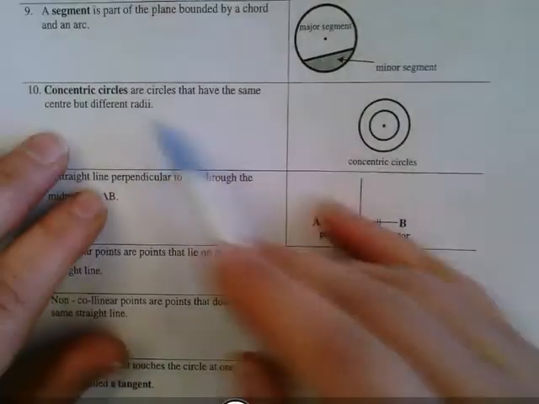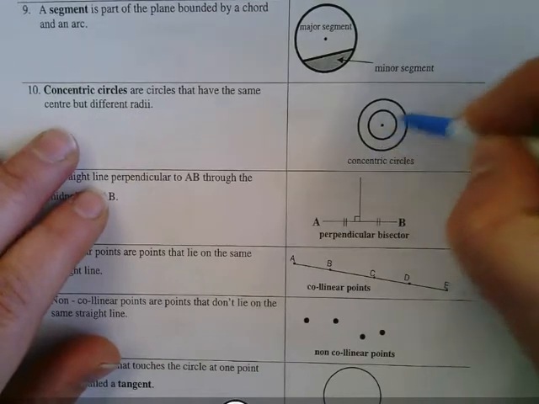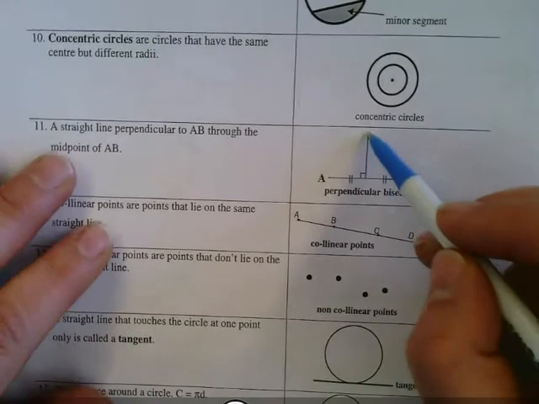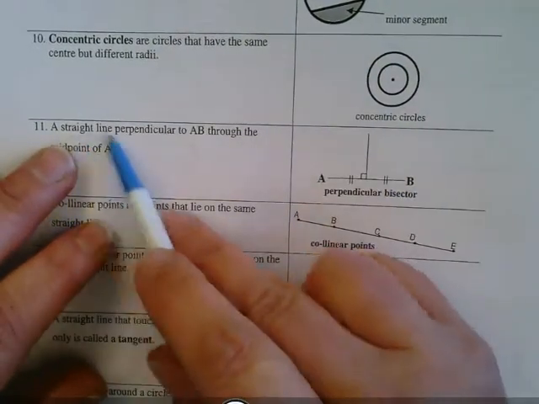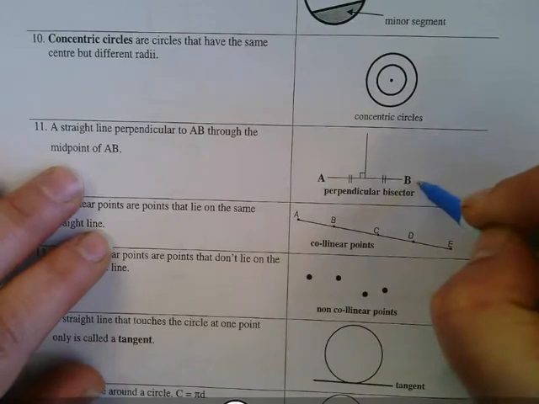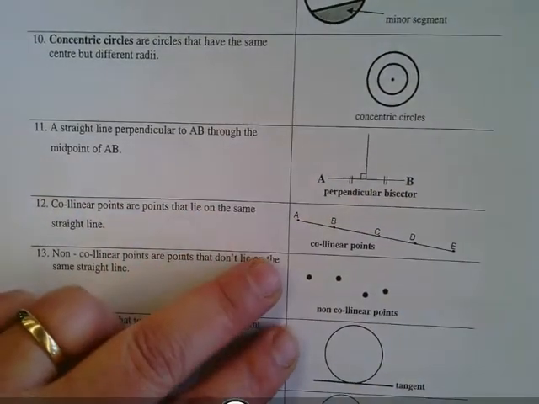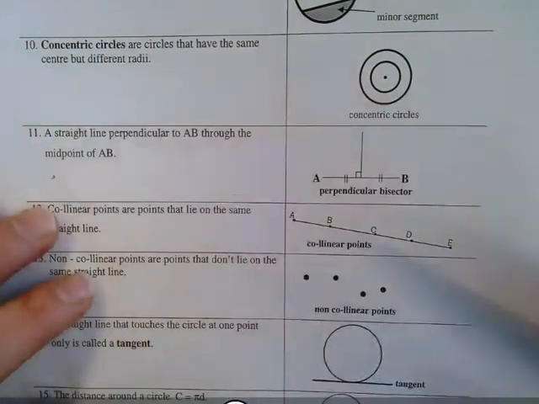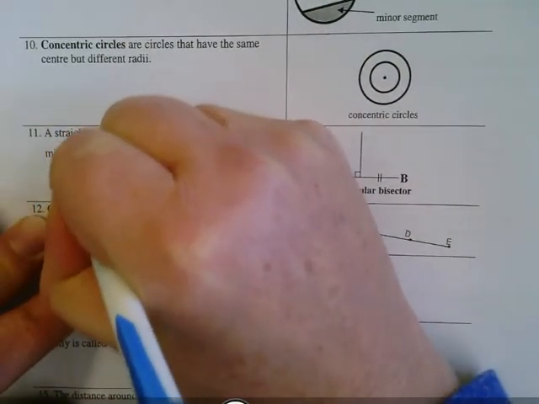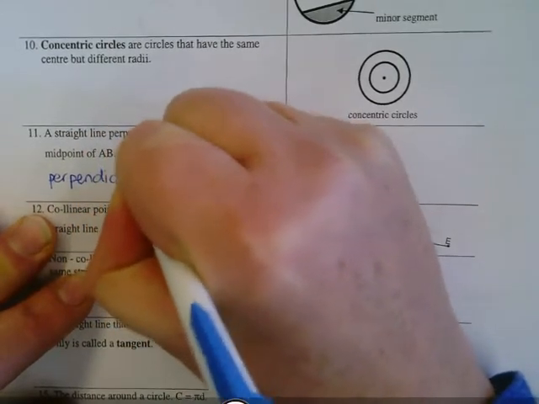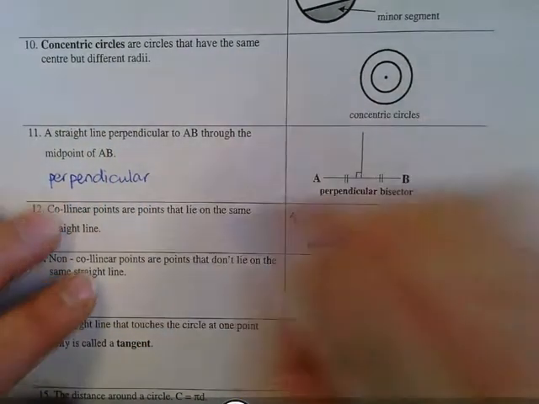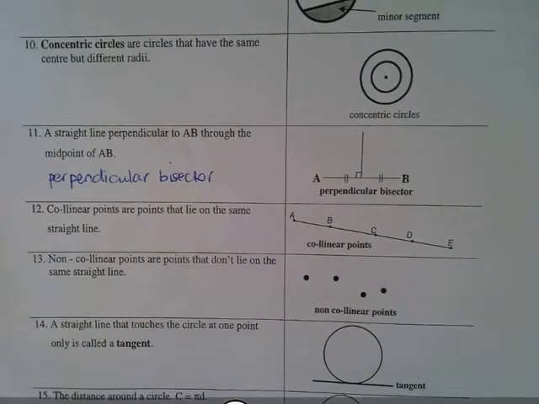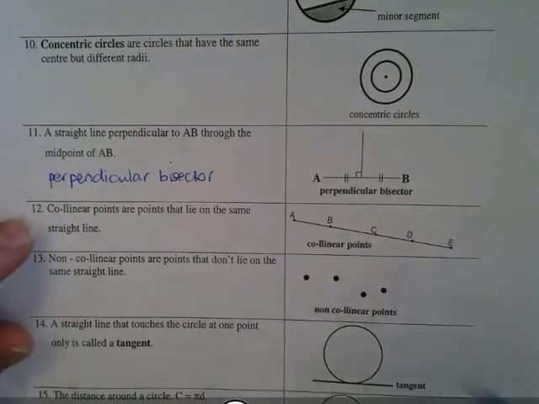Concentric circles are circles that have the same center but different radii. Now, a straight line perpendicular to AB through the midpoint of AB is called the perpendicular bisector. So you might want to write that over there. The perpendicular bisector bisects your interval at right angles.